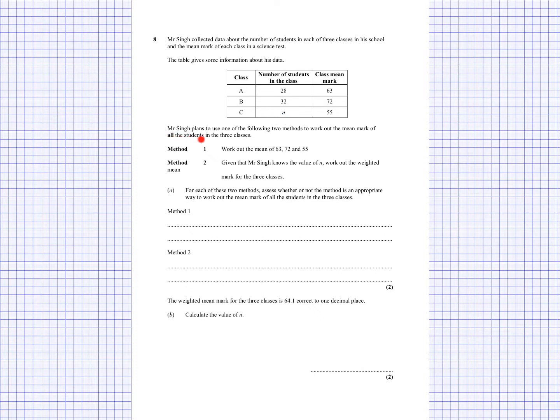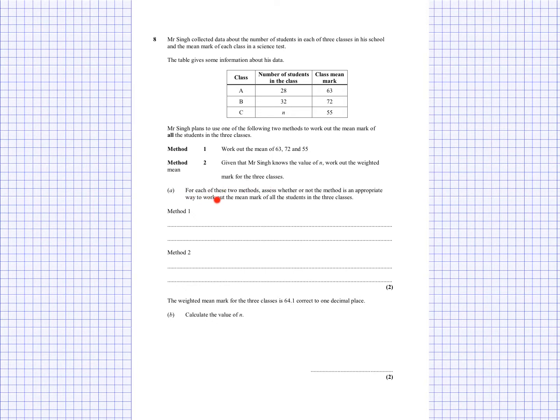Next it says, Mr. Singh plans to use one of the following 2 methods to work out the mean mark of all the students in the 3 classes. So method 1, work out the mean of 63, 72, and 55. So that would mean adding these up and dividing by 3. Method 2, given that Mr. Singh knows the value of n, so he actually knows the value here, it's just not given to us, work out the weighted mean mark for the 3 classes.